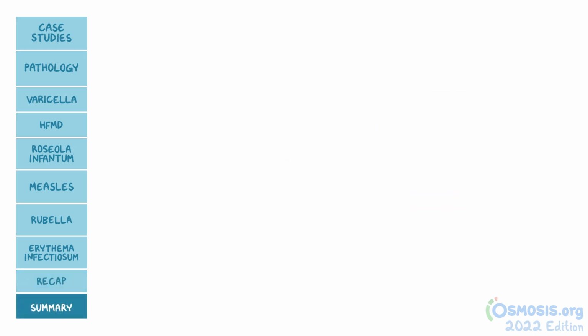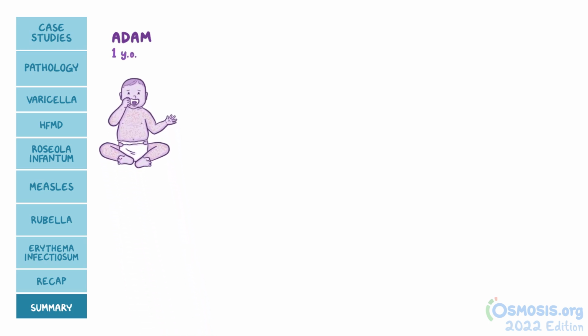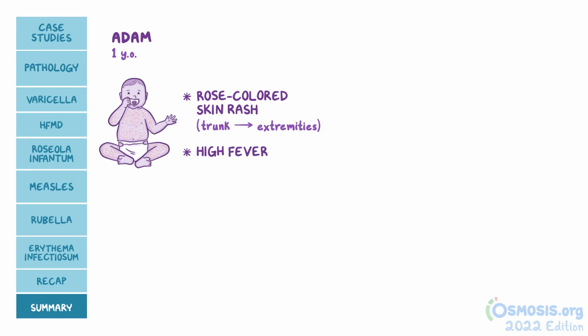Okay, back to our cases. Adam is a 1-year-old boy who came in with a rose-colored skin rash. A very important clue here is that Adam's rash began in the trunk and then spread to the extremities. This, combined with the fact that the rash was preceded by high fever, should make you think of roseola infantum.